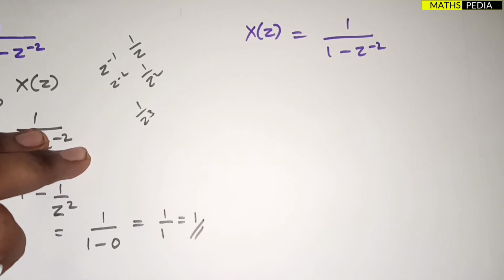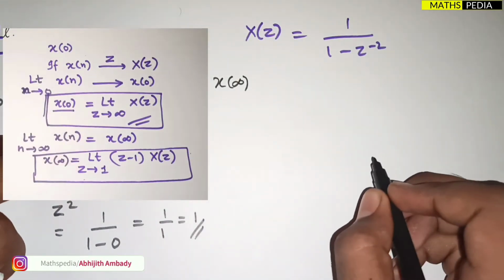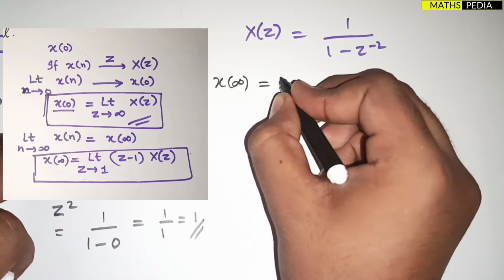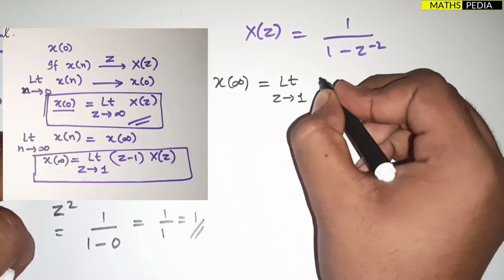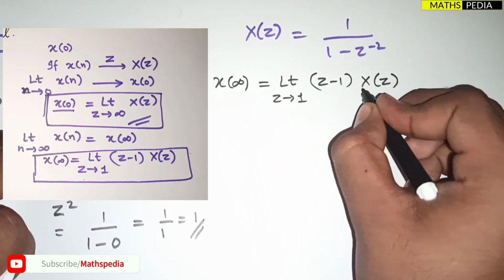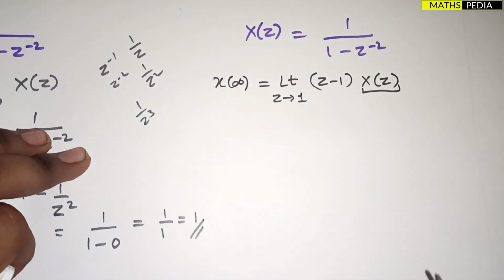Now we'll find out the final value, that is x of infinity. Okay, so this we need to find out. How to find out this? It's the same thing. The formula will be changed. Limit z tends to 1, z minus 1 into x of z. Okay, so this is given in the question. We have to just substitute over here in order to get x of infinity.